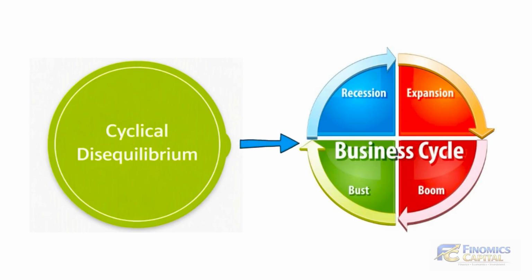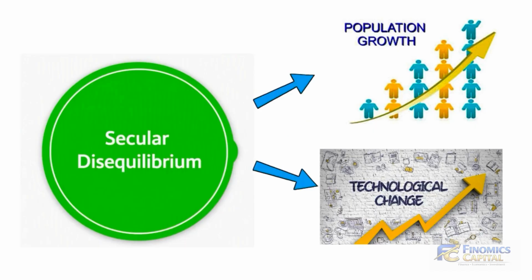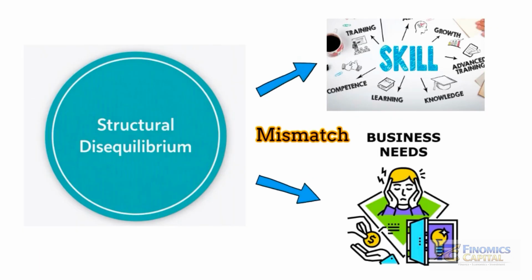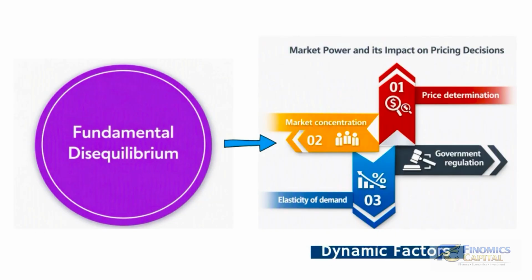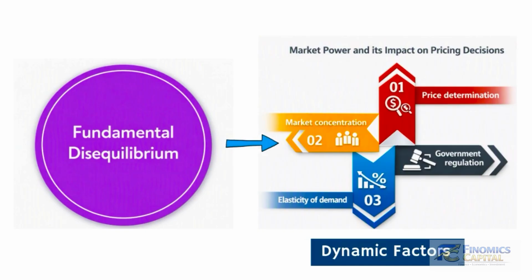Cyclical disequilibrium arises due to business cycles: recession, expansion, bust, boom. Secular disequilibrium arises due to factors like population growth and technological changes in a country. Structural disequilibrium arises due to a mismatch between labor skill sets and companies' labor requirements. Temporary disequilibrium arises due to seasonal fluctuations and economic shocks. Fundamental disequilibrium arises due to dynamic factors of a country such as market concentration, price, demand elasticity, and government regulations.